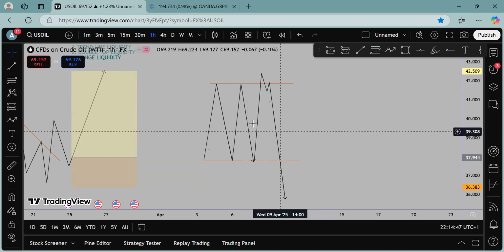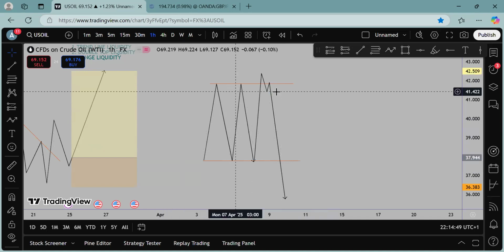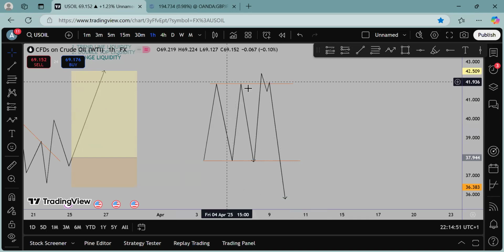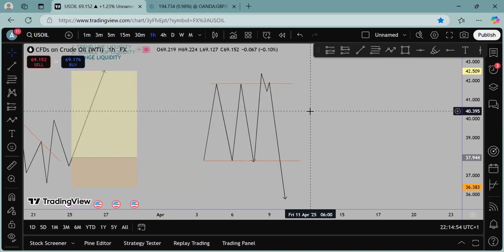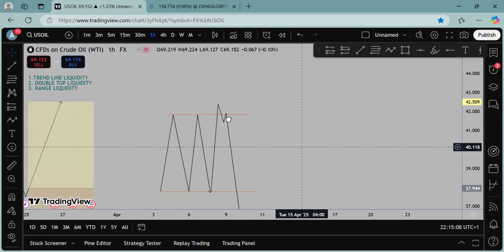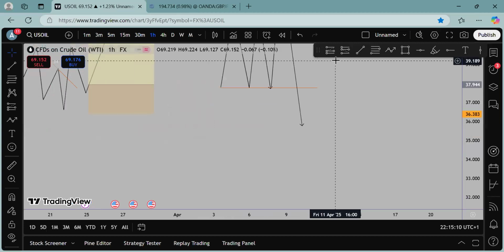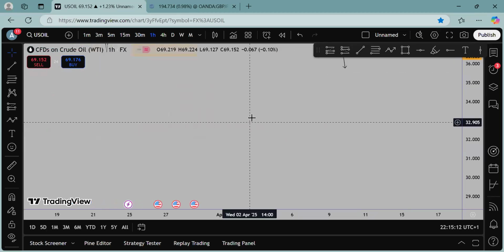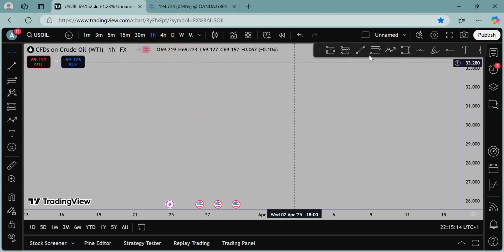So this kind of liquidity is called, what's it called now? Double tops liquidities. Do you get? So this is a type of liquidity also. Do you understand? So then we have range liquidity. You already know what a range liquidity is. It's just similar to that double top liquidity.